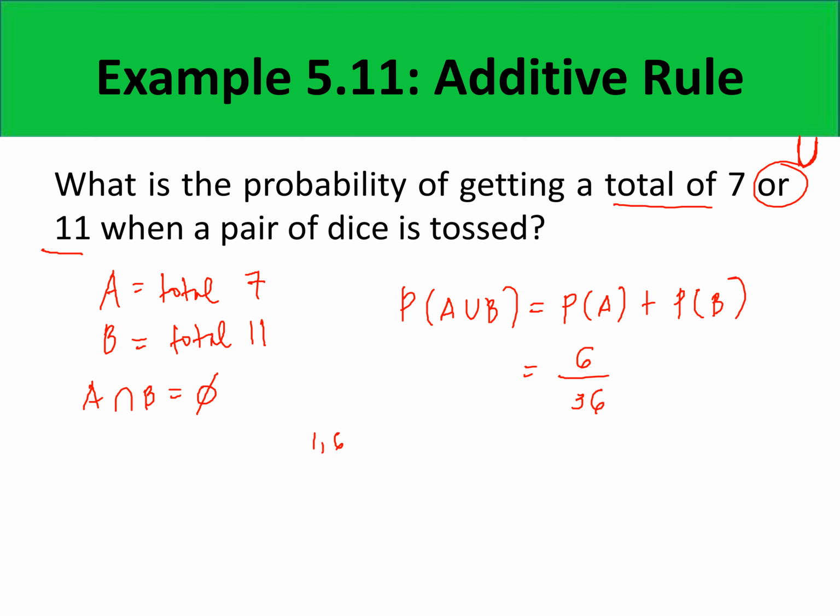And these are 1, 6; 2, 5; 3, 4; 4, 3; 5, 2; and 6, 1. So these are the outcomes on the pair of dice that will give us a total of 7.